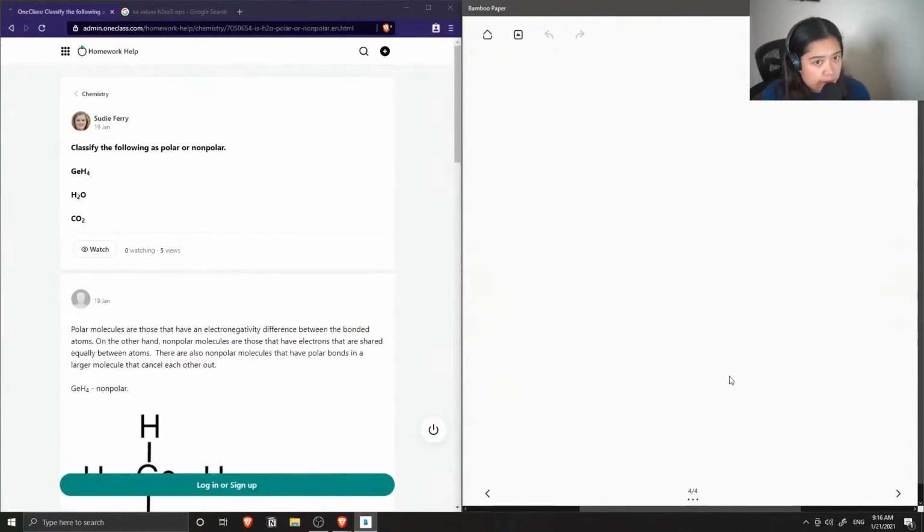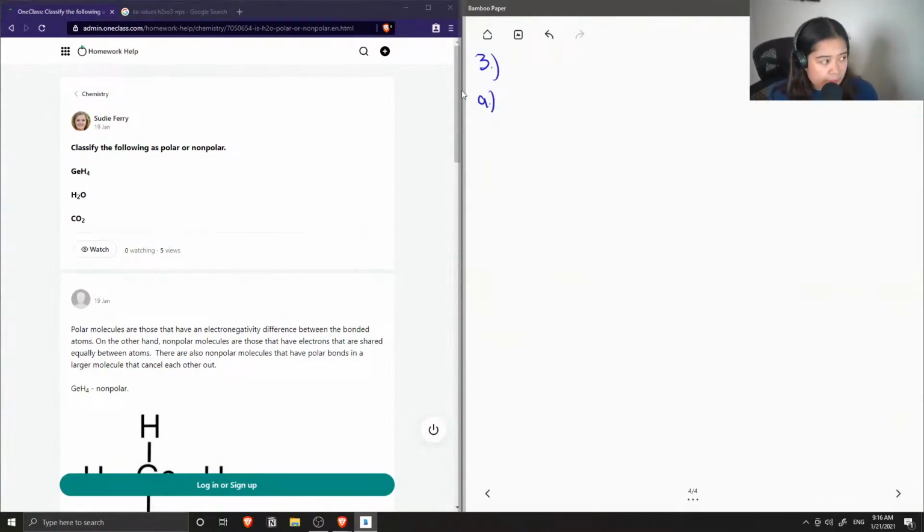Okay, so question number 3. Classify the following as polar or nonpolar. To answer this question, we need to draw all of the different Lewis structures of these molecules, and then from there we can try to figure out if they're polar or nonpolar.